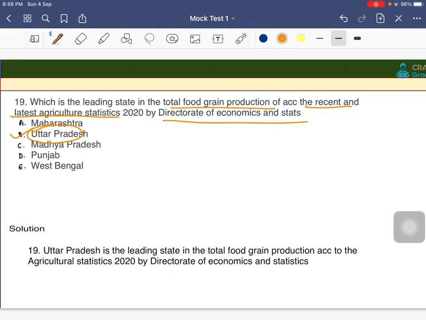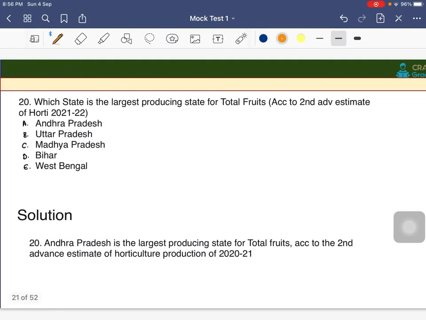Next, which state is the largest producing state for total fruits according to the second advance estimates of horticulture 2021? One or two of this type of questions we can expect in the exam. Which state is highest in area or production, or which product is important from the export point of view. Andhra Pradesh is the largest producing state for total fruits.